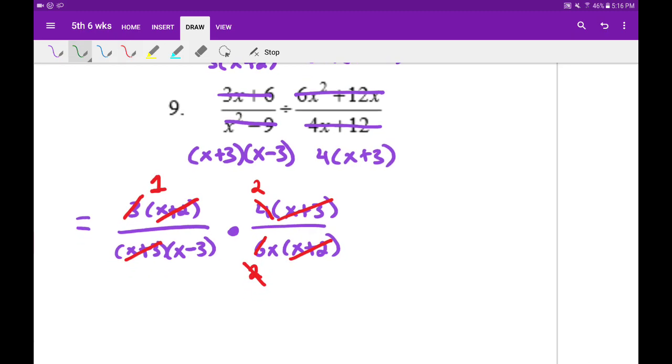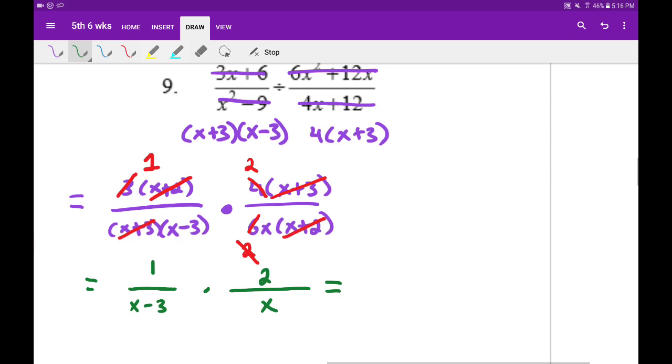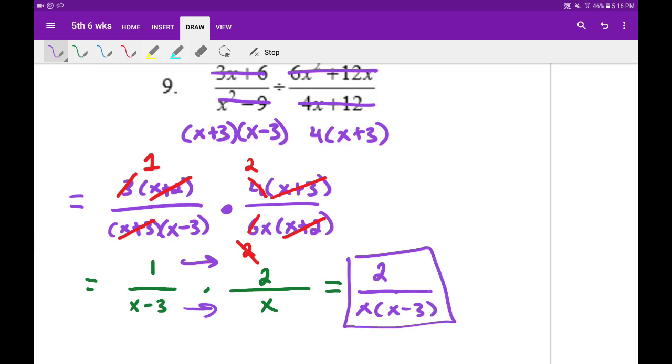Okay, so let's rewrite this. Basically what we have is 1 over x minus 3 times a 2 on top over x. When you multiply across the numerator and across the denominator, 1 times 2 is 2, and x minus 3 times x is just x times x minus 3. And that's our final answer.